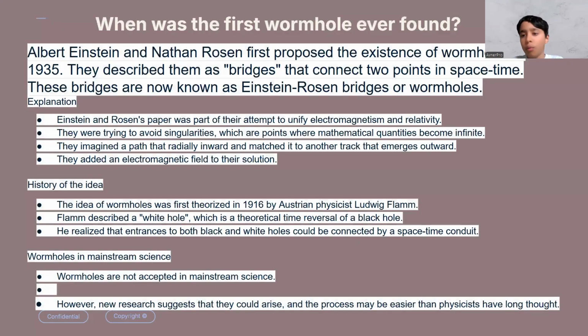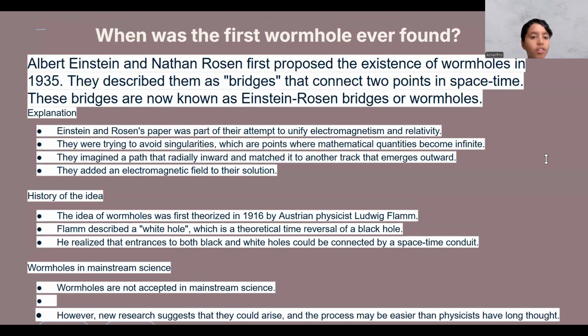When was the first wormhole found? Albert Einstein and Nathan Rosen first proposed the existence of wormholes in 1935. They described them as bridges because they're like bridges that connect two points in space-time. These bridges are known as Einstein-Rosen bridges, or wormholes, we call them.